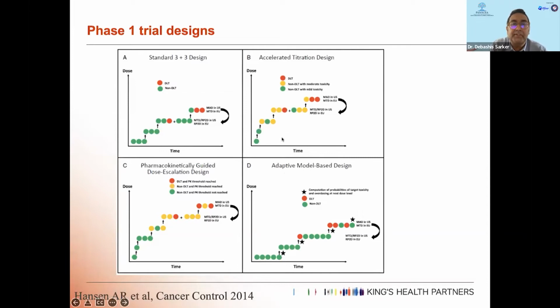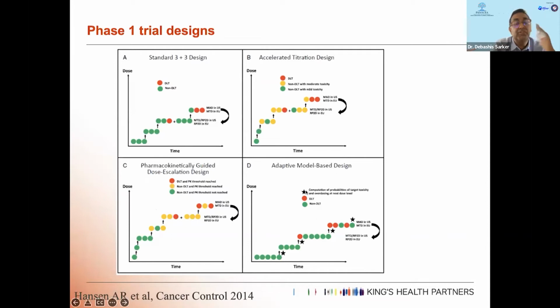So this is called accelerated titration, which uses certain elements of 3+3. So you, for example, will only use single patient cohorts until you get to a certain toxicity grade. So, for example, you get to a grade 2 toxicity, and then you start to expand the cohort into a bigger number, and then you use almost a kind of modified 3+3. You then have others such as pharmacokinetically guided dose escalation.